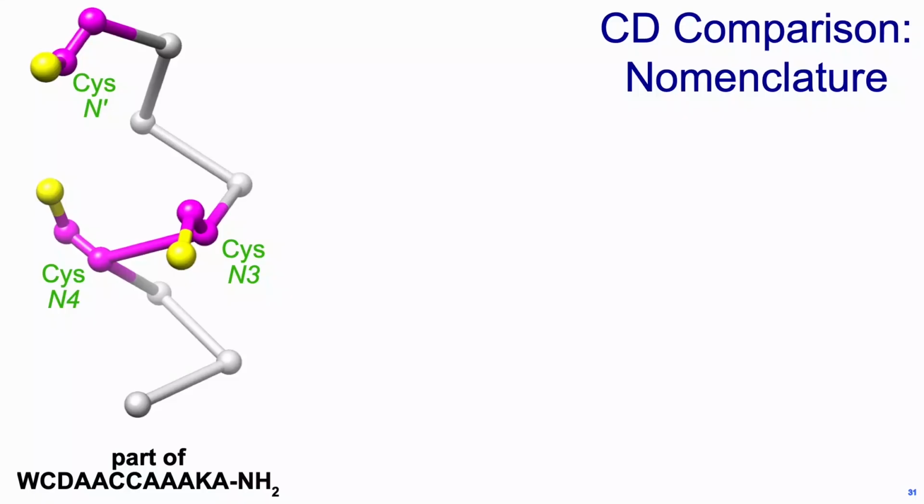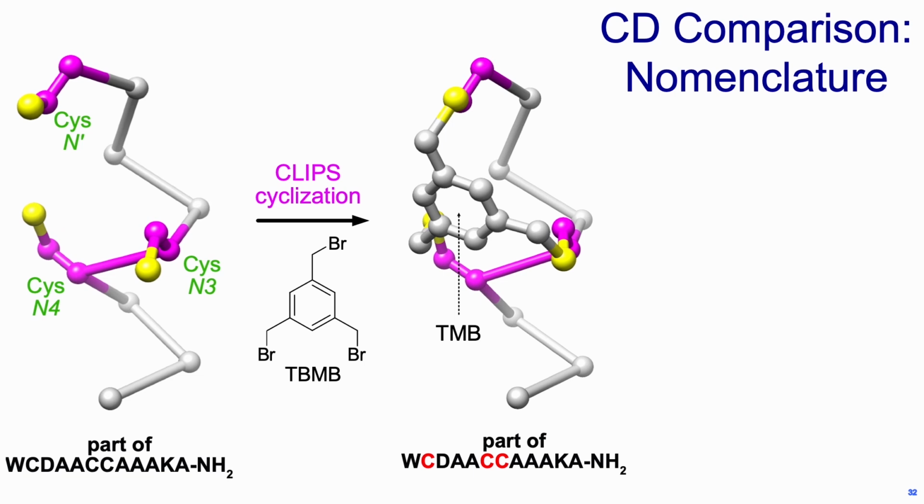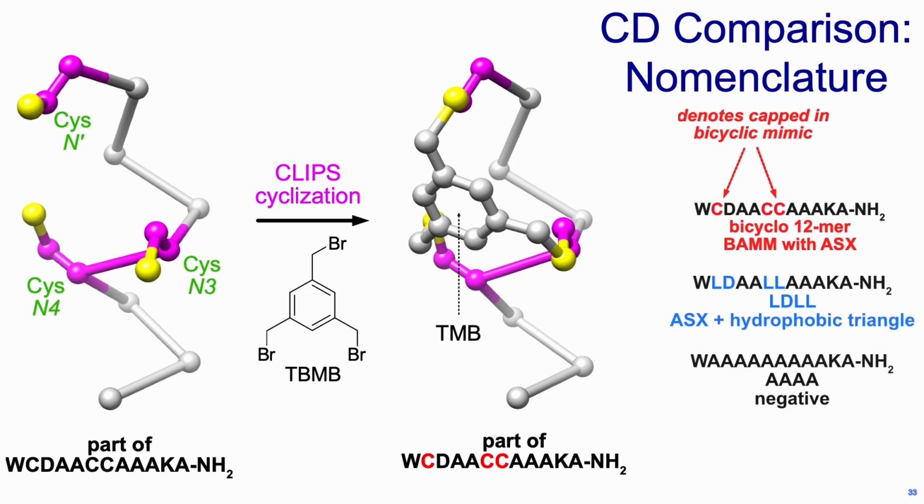This looked promising, so we made peptides with 3 cysteines in, and they alkylated very efficiently with TBMB to give us a synthetic hydrophobic triangle. Thus, we could compare the capped peptide, where the capped cysteines are in red here, with a control peptide that has an ASX turn and a hydrophobic triangle, but no bicyclo cap, and a totally negative peptide.